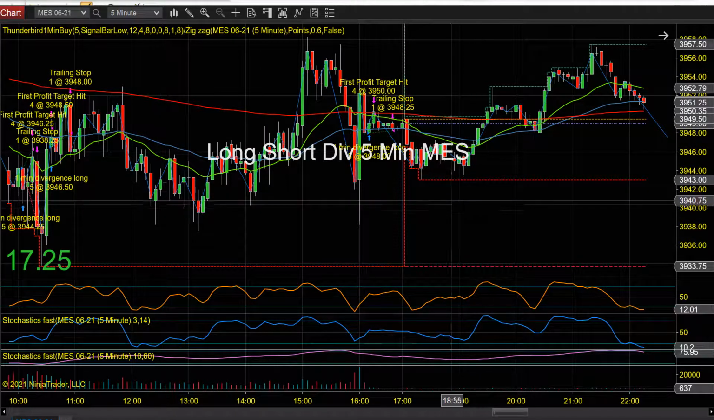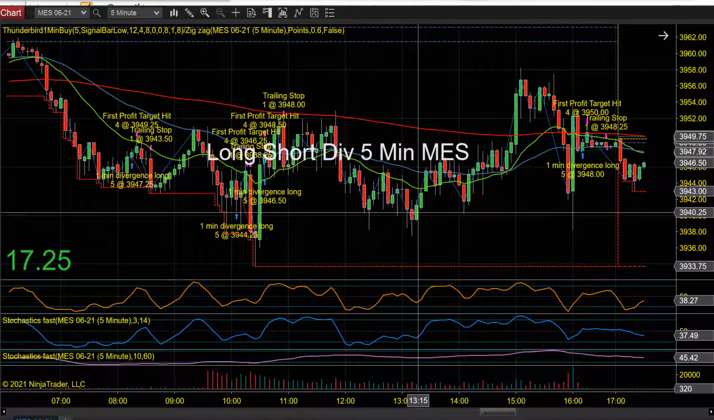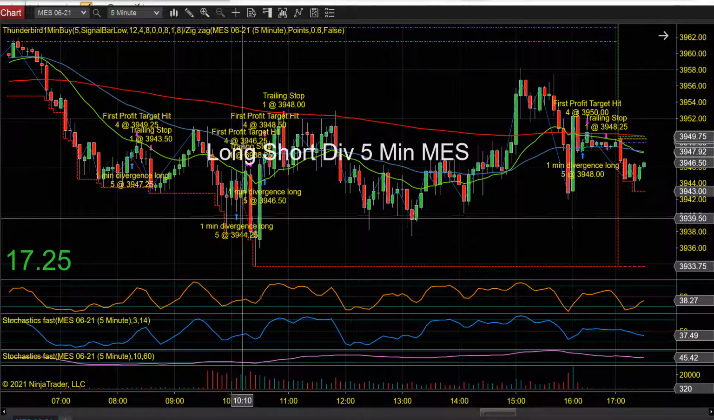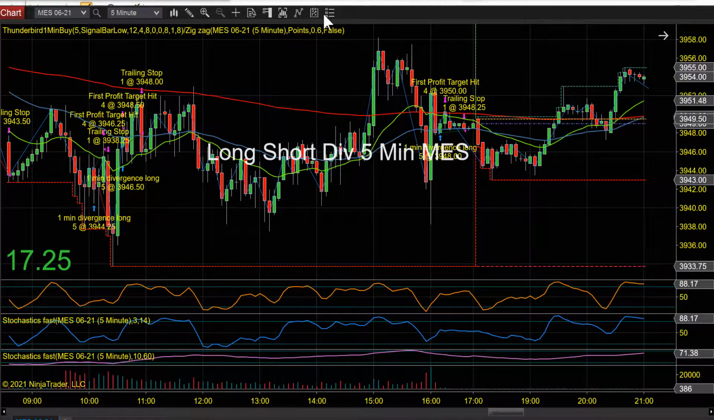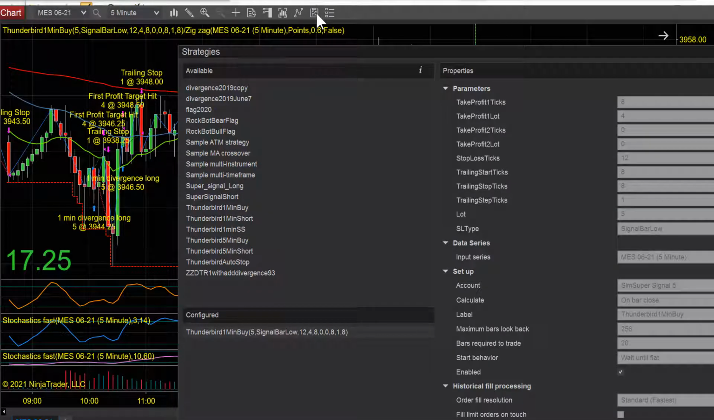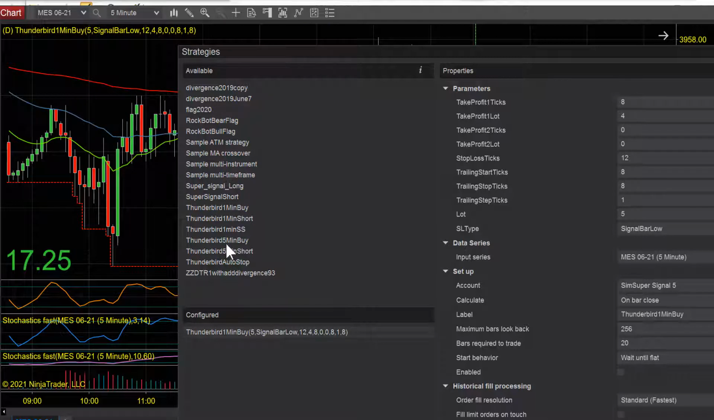So the one big thing I've changed on this is just my parameters. The reason it seems to be working good is that I changed the parameters to, let's see what I have them here for. I'll show you what they are. And again, this is the Thunderbird 1 minute. It should be the Thunderbird 5-minute, but I already put it in, and I just want to make sure you understand what it is.